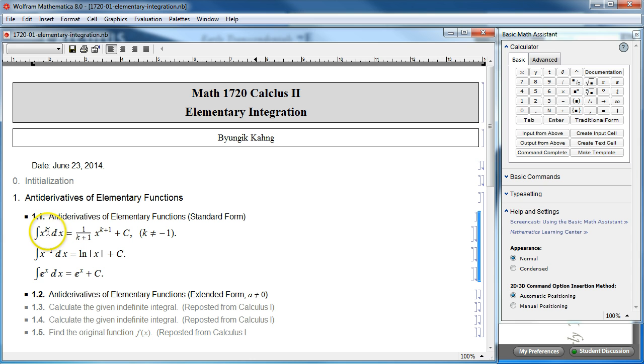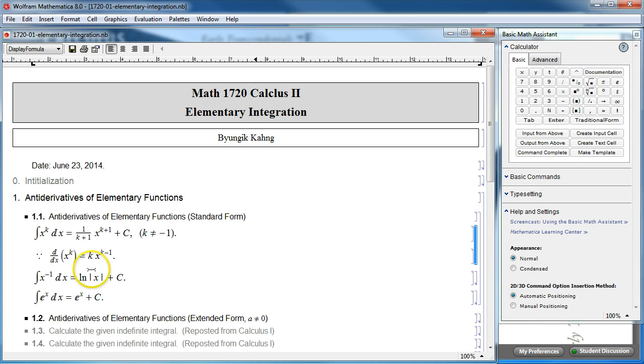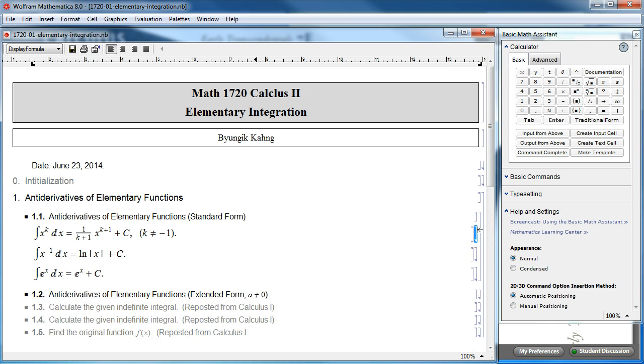Power function is the easiest and actually the most important too. Add the power by 1 and then divide. That's precisely the opposite of differentiation, which was multiply the power and subtracting 1 from the power. Of course, that doesn't make any sense when k is equal to -1 because the denominator will become 0 here. In that case, we have the next formula down here.